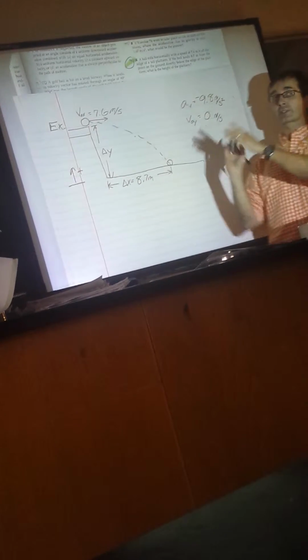Yeah, so say if this was launched at an upward angle, then your initial velocity in the y direction would have some positive component to it. Okay. Any other questions on the concept so far that we're talking about?